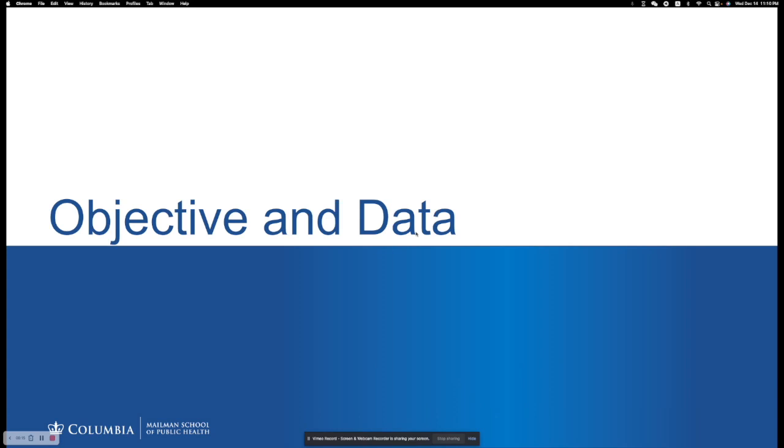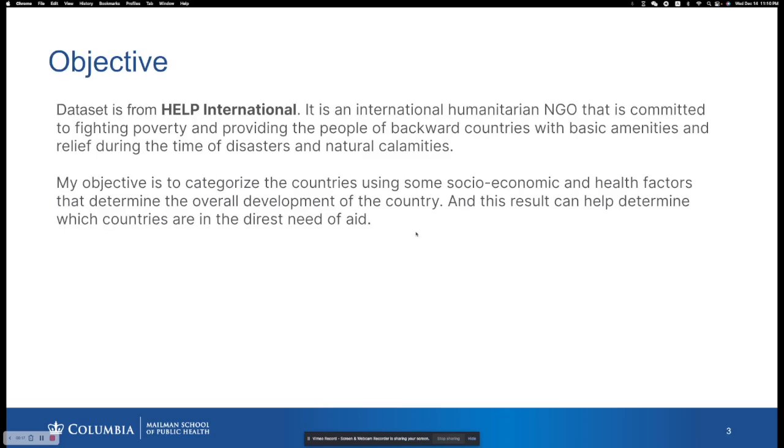First, let me introduce the objective and data. The dataset is from Help International. It is an NGO that is committed to fighting poverty and providing people in the backward countries with basic needs. My job is to help categorize the countries using some economic and health factors that can determine the overall development of the country. And these results can help determine which countries are in the direst need of aid.